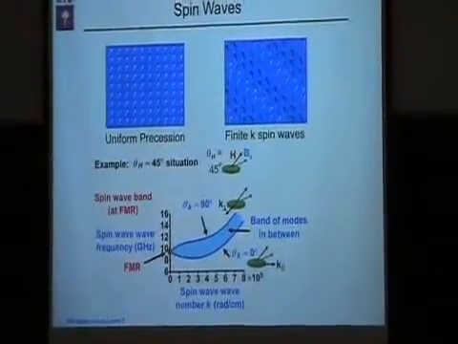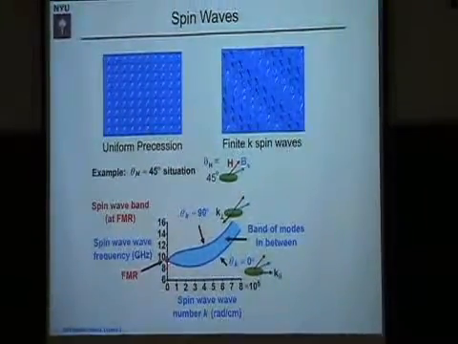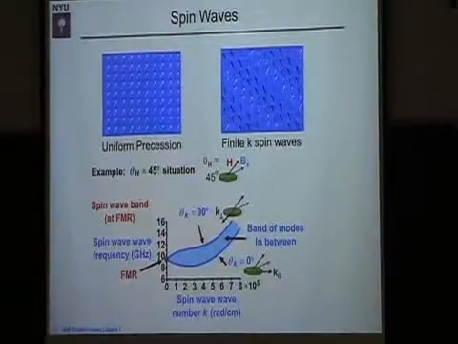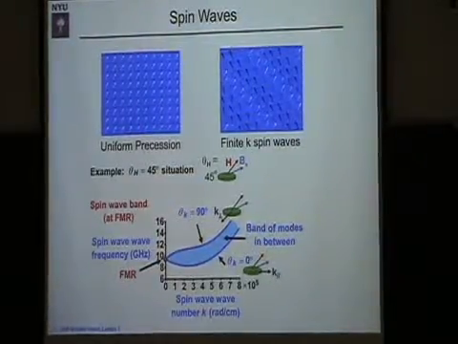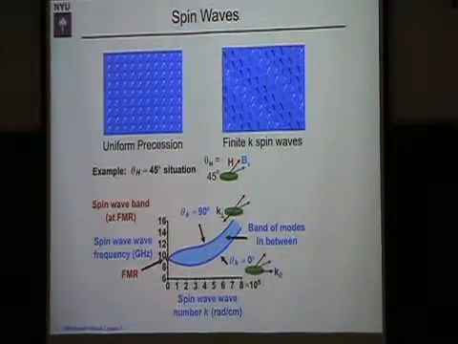Here in this figure, when k goes to zero, the omega does not vanish. So it indicates that this spin wave is not an acoustic mode. Because if this spin wave were an acoustic mode, then yes.